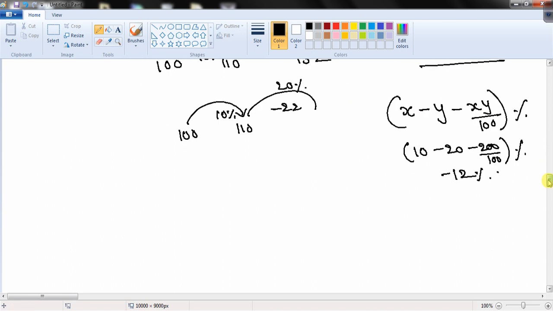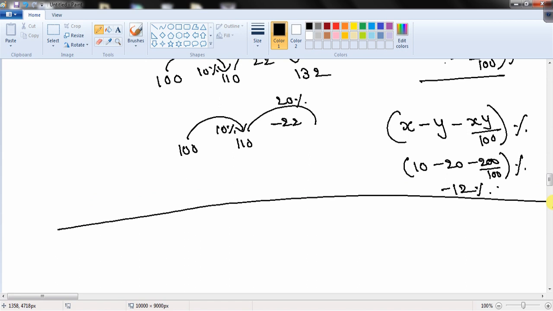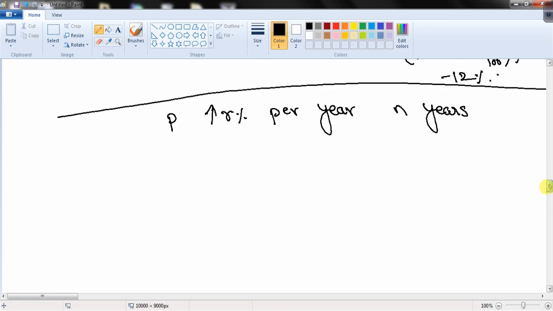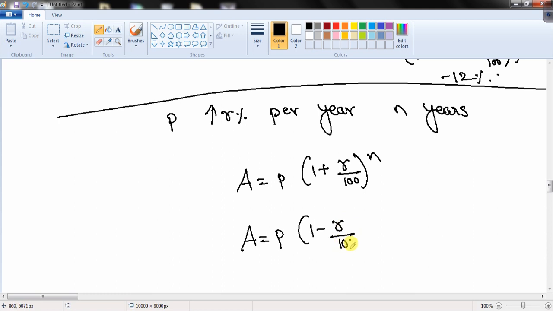For the last, we can also learn population problems. If the present population is P and the population is increasing at the rate of R% per year, then the population after n years is given by A is equal to P into 1 plus R by 100 whole power n. If it is decreasing, then the population A is equal to P into 1 minus R by 100 whole to the power of n.